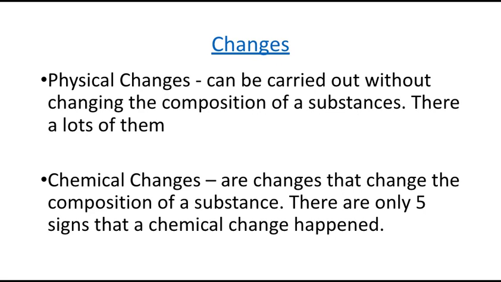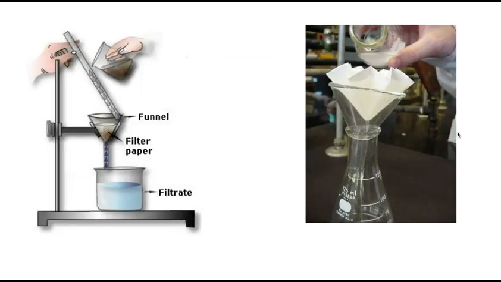So the changing of the composition, and there are multiple different types of physical changes that we see on a day-to-day basis. There's also chemical changes. So any changes that change the composition of the substance. And there are only 5 signs that we know a chemical change has happened. So here is an example of a physical change.